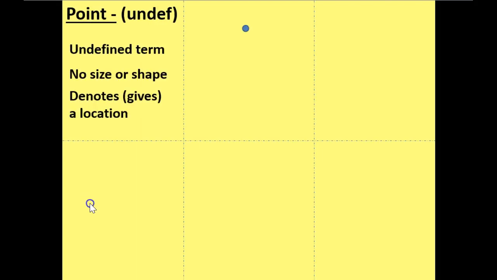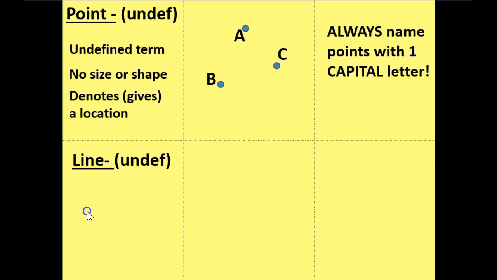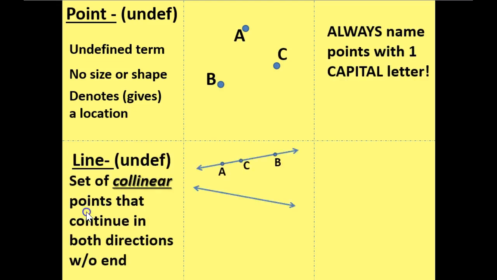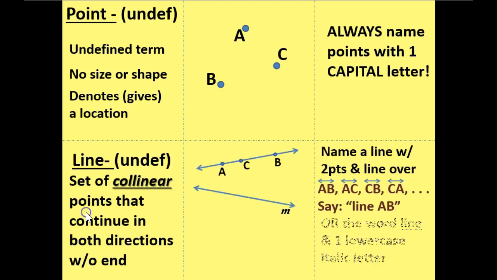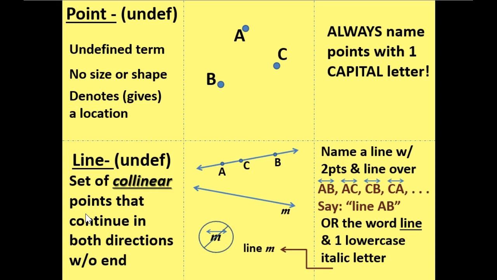We started with point. Those are okay as far as naming and identifying. Capital printed letters, right? Line. All right, so with a line, can you ever name a line with 3 points with a line over it? No. And I get that kind of answer all the time.